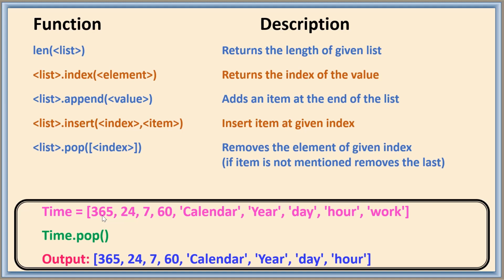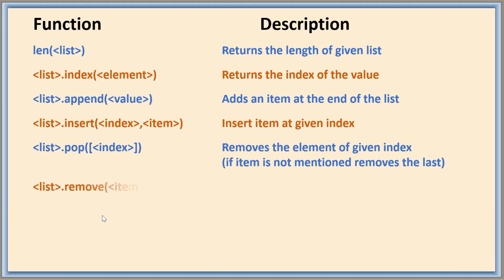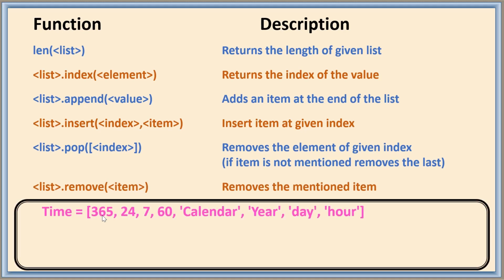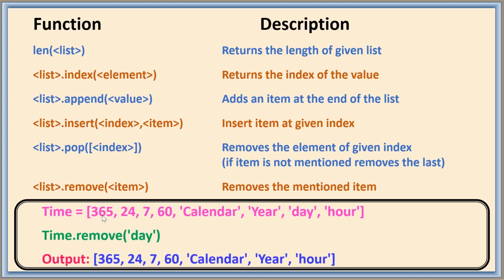In case we don't know the index number, but we need to remove an item, we know the item, that is the value, we can also remove like that. We can give list dot remove of the item. The mentioned item will be removed. For example, if I want to remove day, then I will write time dot remove of day. It removes that. Let us execute all these in the IDLE and understand better. Remaining functions we will see in the next class.